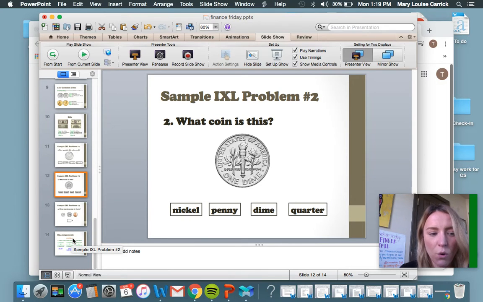Next up, what coin is this? So you may have to identify the coin, not just its value. So I see on the back, this is the back of a coin. I don't see a face. So I've got my olive branch, my torch, my oak branch, and it's a small coin. It says 1 dime, so I know that it is a dime. It's worth 10 cents. I would click dime here.